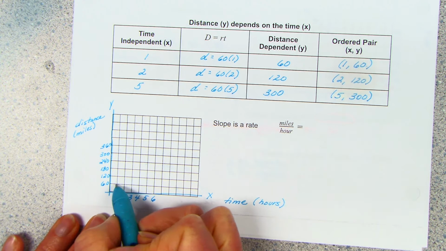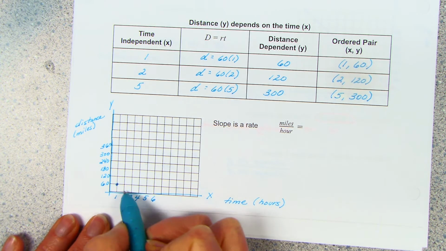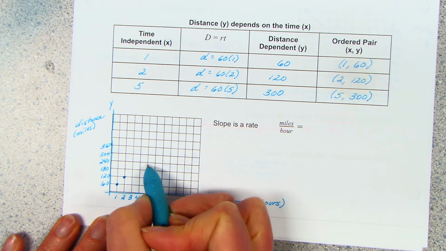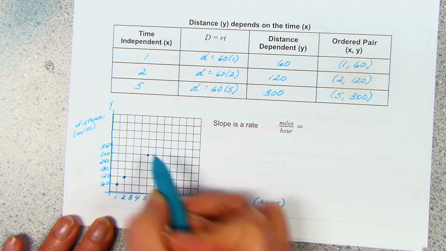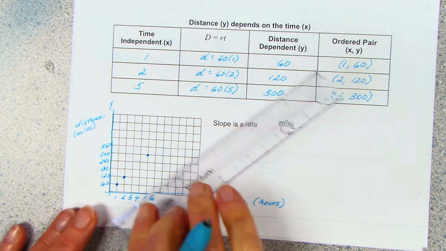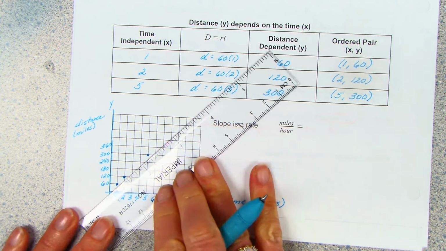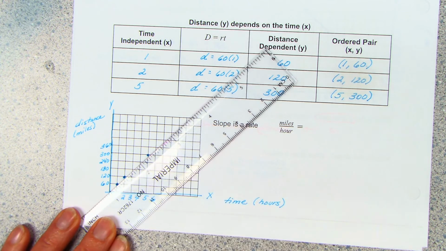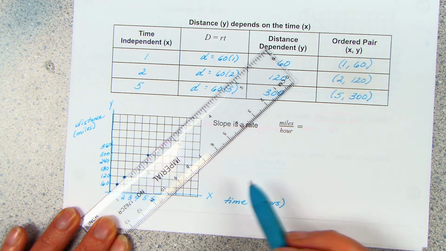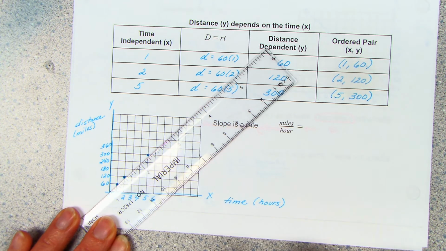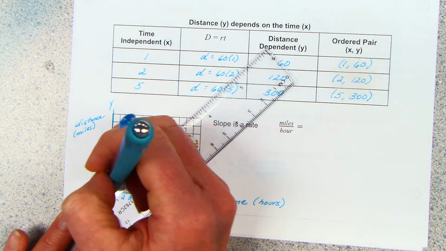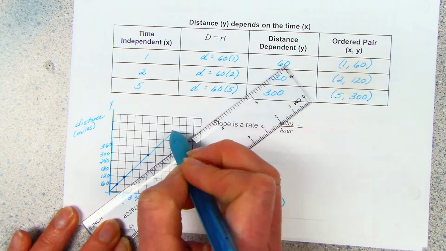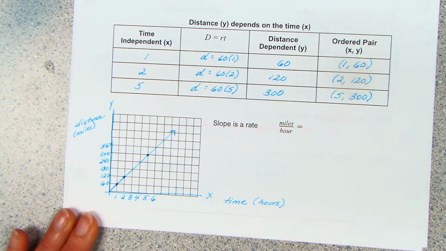Over 1 up 60, over 2 up 120, over 5 up to 300, drawing a line. Should it go through 0? If you've driven for 0 hours, should you go 0 miles? Yes, it makes sense that this line would go through 0, 0. Right.